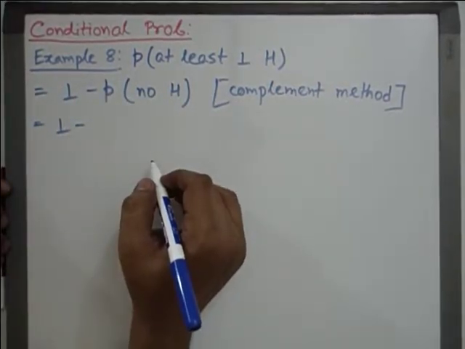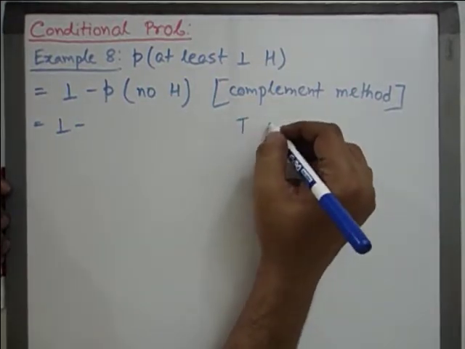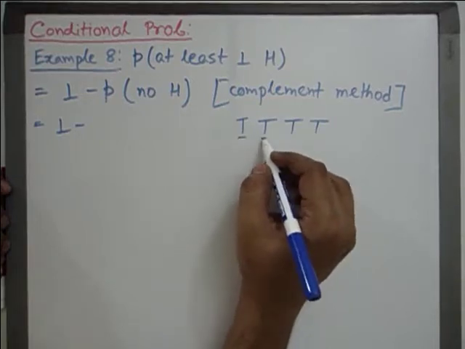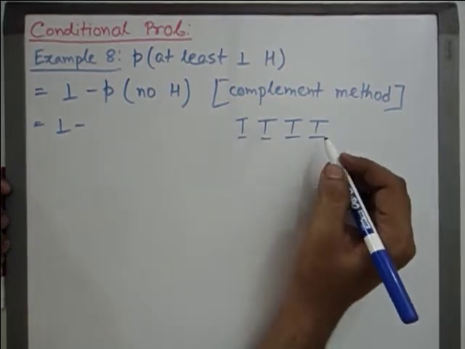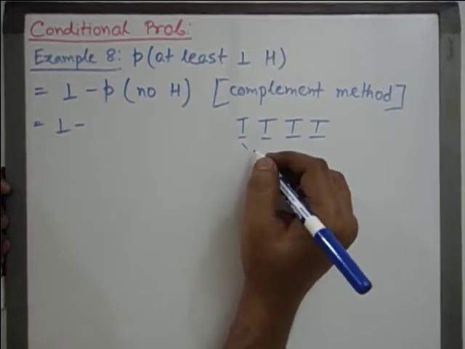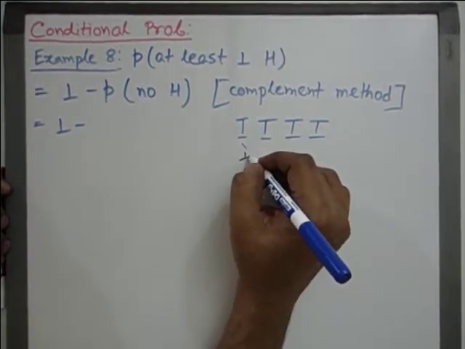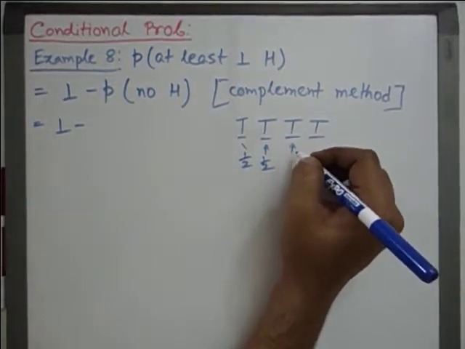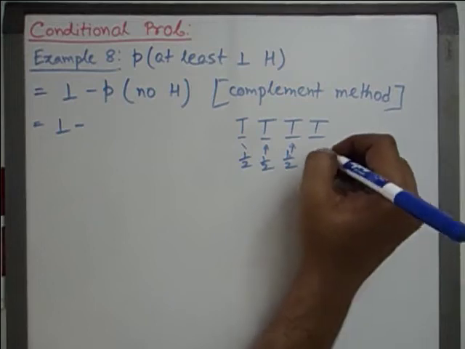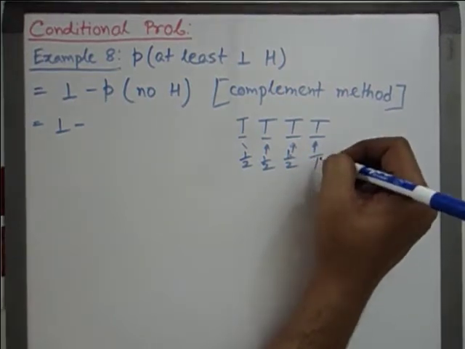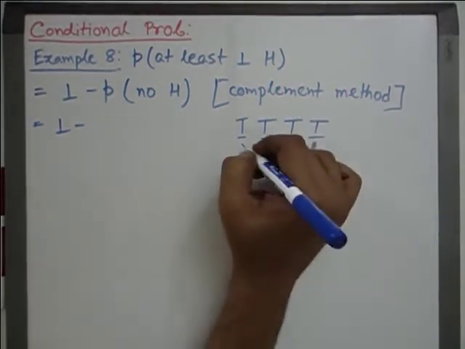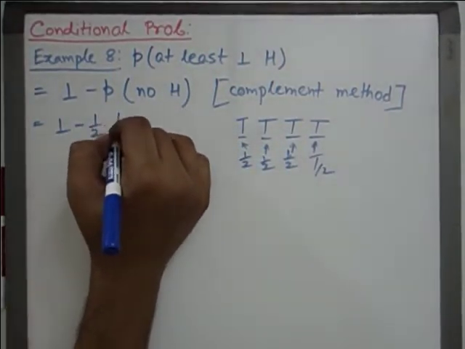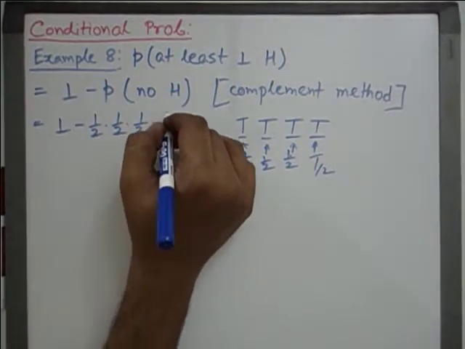So you tossed the coin 4 times, no head, that means all tails. So the first one is a tail, the second one is a tail, third one, fourth one, all tails. So fair coin, that means it's 1/2, this one is 1/2, this one is 1/2, this one is 1/2. So the probability is 1/2 times 1/2 times 1/2 times 1/2.